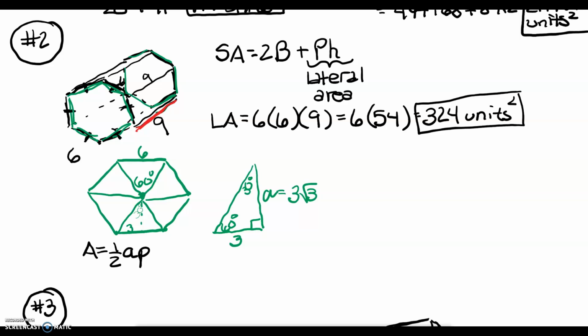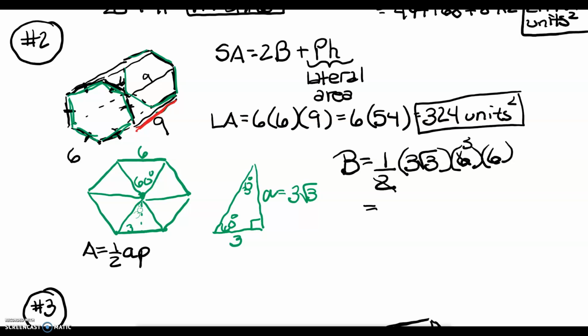All right, so to find the area of one of my bases, it's going to be 1/2 times my apothem, which is 3 radical 3, times the perimeter of my hexagon, and we have 6 equal sides, and each side is a length of 6, so that's 6 times 6. So I'm just going to reduce this to make it 3. So the area of my base is going to be 9 times 6, which is 54 radical 3. So that's the area of my base, units squared.